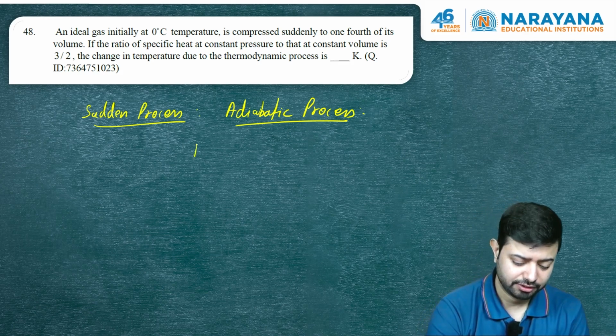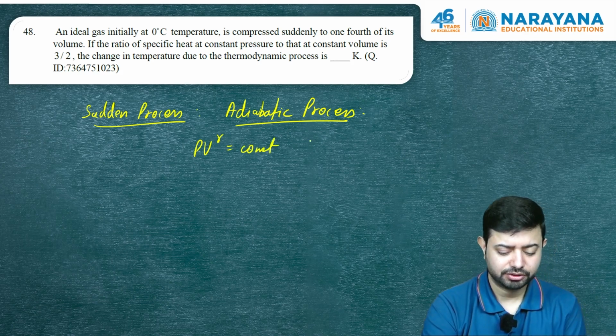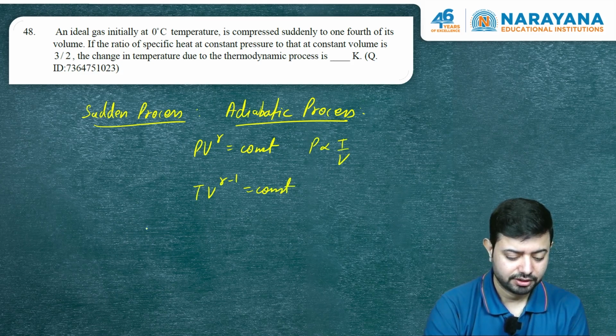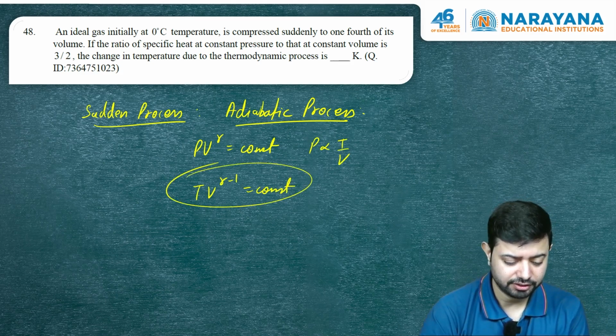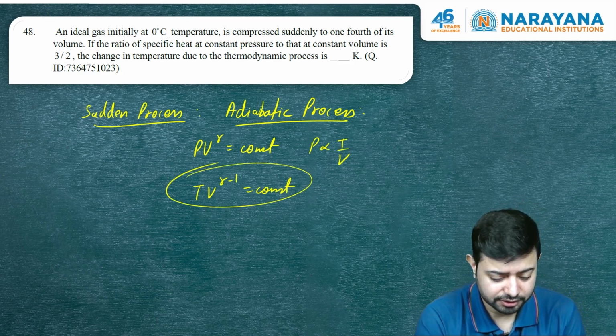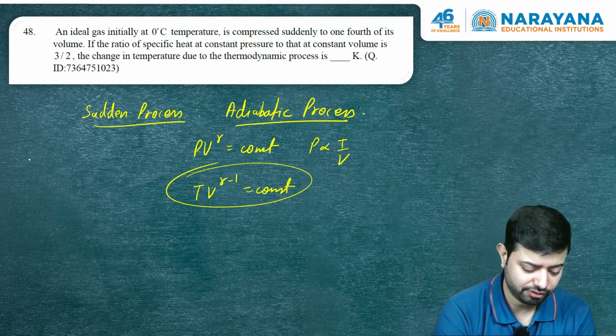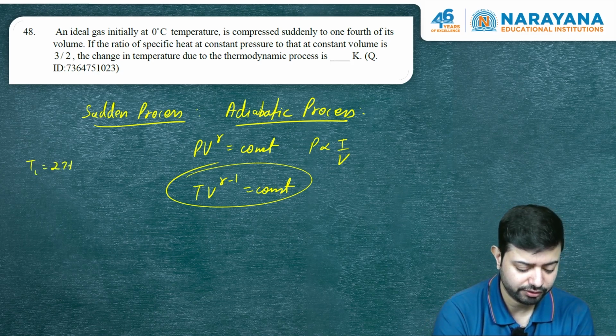So, now what happens if it is an adiabatic process? You know the relation P V to the power gamma is constant. You can write T V to the power gamma minus 1 is constant. You can use this relation. Here it is talking about the same thing: initially it has 0 degree Celsius, compressed suddenly to 1/4 of its volume. So, what is my T initial first of all? 273 Kelvin, right?